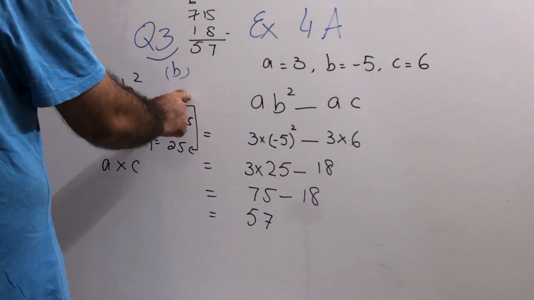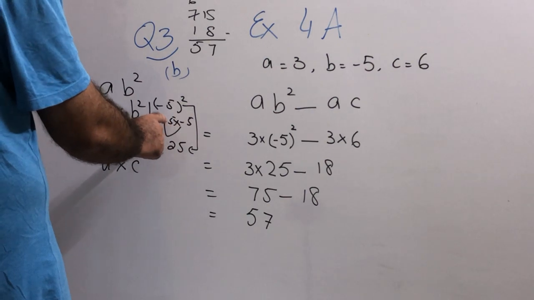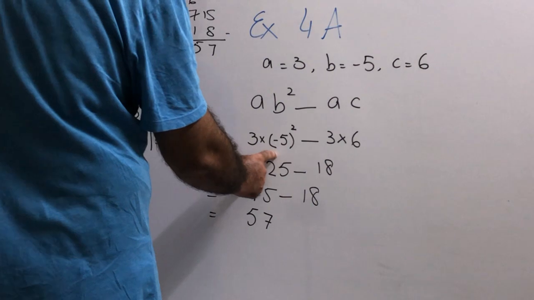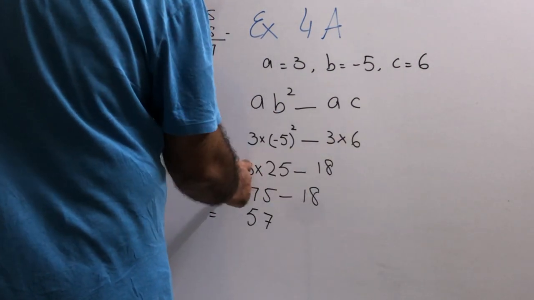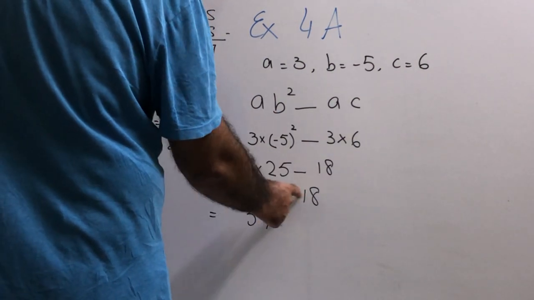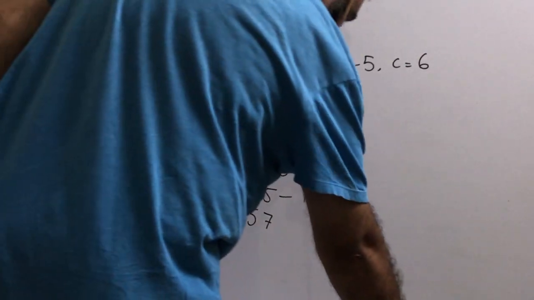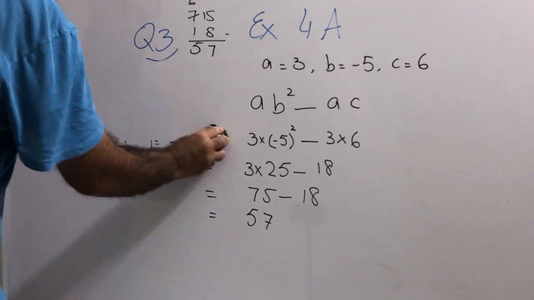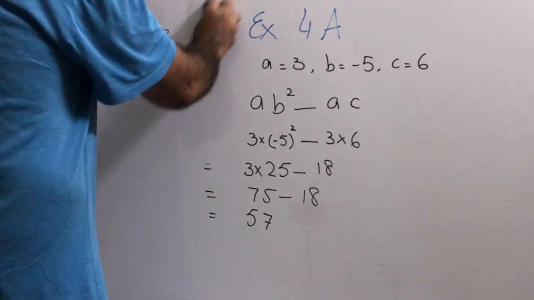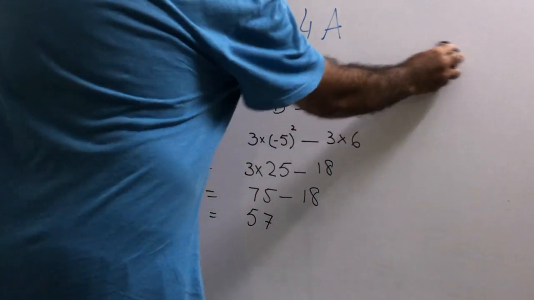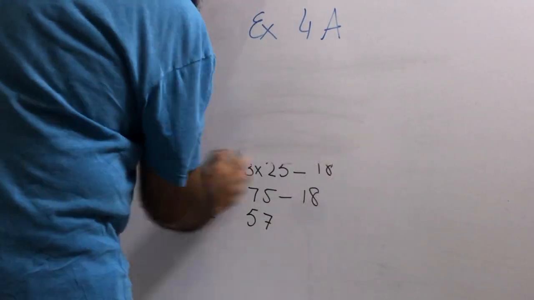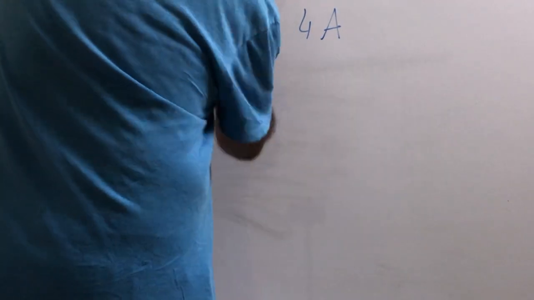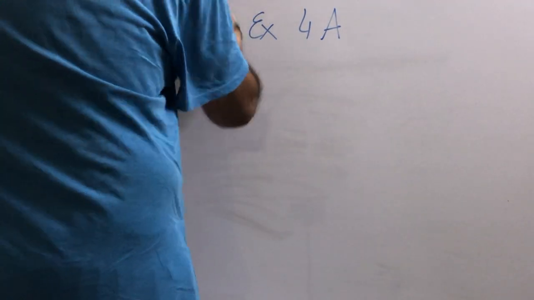Minus 5 square means multiply minus 5 twice, minus 5 into minus 5, it becomes plus 25. 3 into 25, minus 6 3s are 18. Then in the next step, 25 3s are 75 minus 18, we got the answer 57. So in this way we have solved part B for question number 3. Now we will be solving the next part.